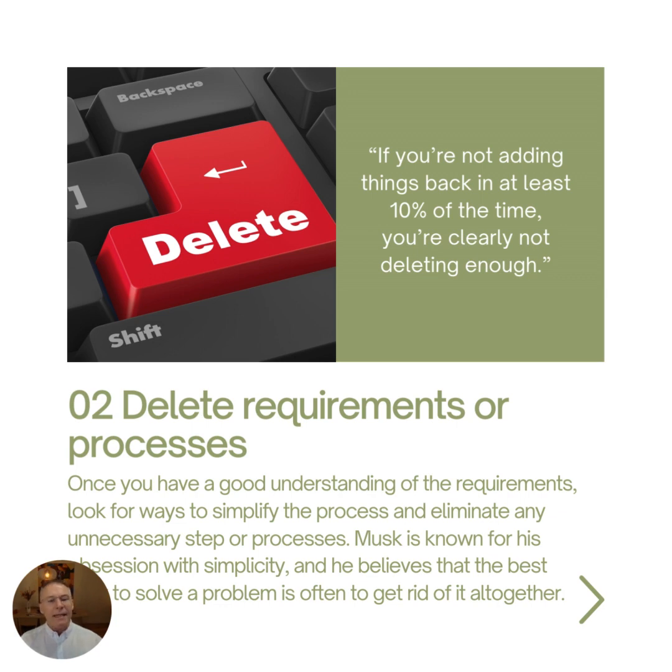2. Delete requirements. Once you have a good understanding of the requirements, look for a way to simplify the process, eliminate all unnecessary processes. Musk is known for his obsession with simplicity, and he believed that the best way to solve a problem is often to get rid of it altogether. And you can take this approach here. If you do not have to add requirements back at least 10%, then you haven't cleaned up enough or deleted enough.